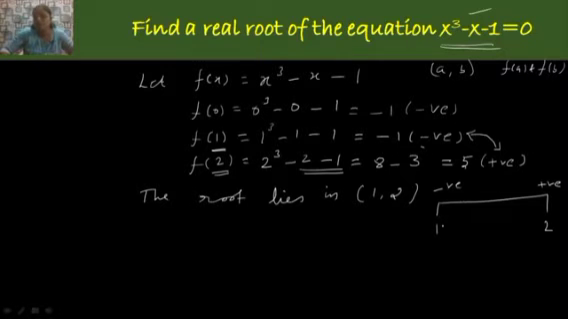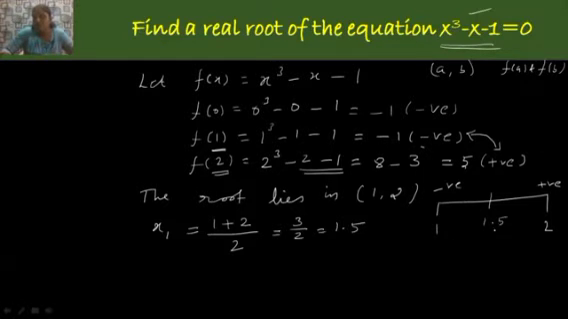Next I am going to bisect this interval to get the next approximation, that is x1. Let me start with x1. Adding the two points 1 and 2 and dividing by 2, you get 1 plus 2 is 3. 3 divided by 2, you get 1.5. So bisecting this interval, you get the point 1.5, which is the center point of this interval.